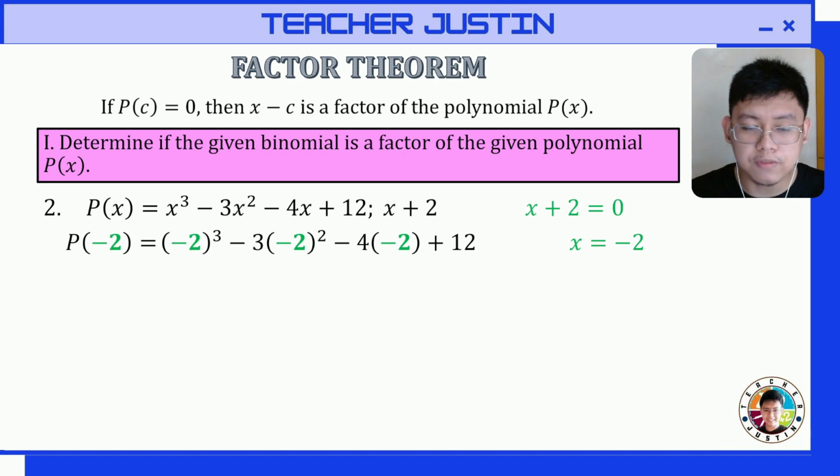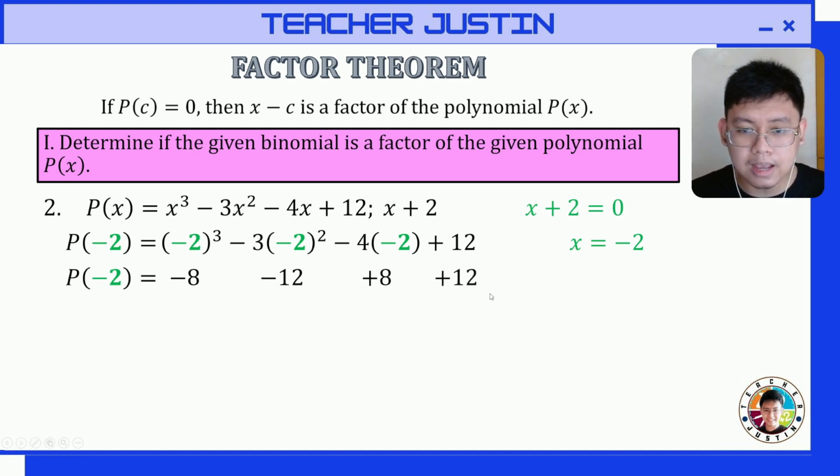So, we have the cube of negative 2 minus 3 times the square of negative 2 minus 4 times negative 2 plus 12. Now, let's simplify each term. So, we have the cube of negative 2 is negative 8. Negative 3 times the square of negative 2. So, negative 2 times negative 2 is 4. 4 times negative 3 is negative 12. Negative 4 times negative 2 is positive 8. Tapos, kopyahin natin si 12. Now, let's combine them. So, negative 8 minus 12 plus 8 plus 12, that will give us 0.